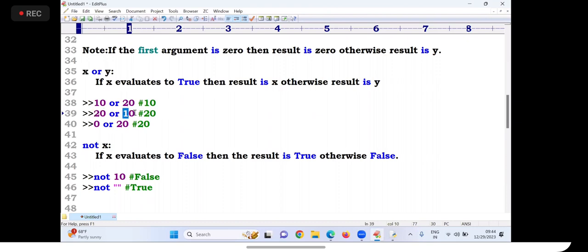In the second case, 20 or 10. 20 is non-zero, true. Condition satisfied, the result is X. What is the X value? 20. 0 or 20: what happened to the first value? False. Then automatically which value? The second value, 20, came. Simple: at the time of OR, if the first value is true, the first value, otherwise the second value.